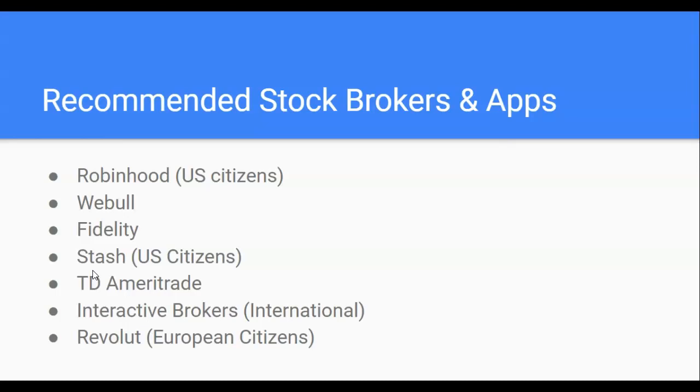And then Stash is my emergency fund. So I like Stash. It's like a banking and checking app. It's not really a traditional brokerage, but it's a really cool app, and it's very cheap. If you have under $5,000 in there, they only charge you like $1 a month or something like that.